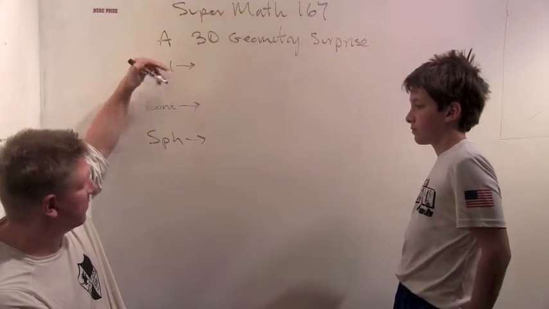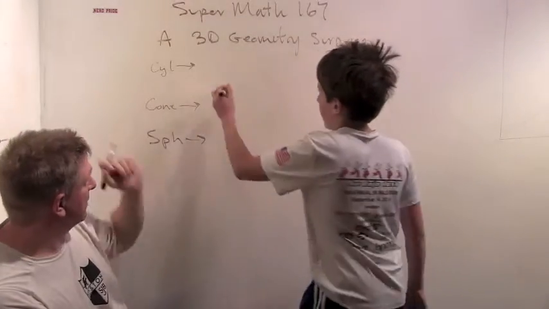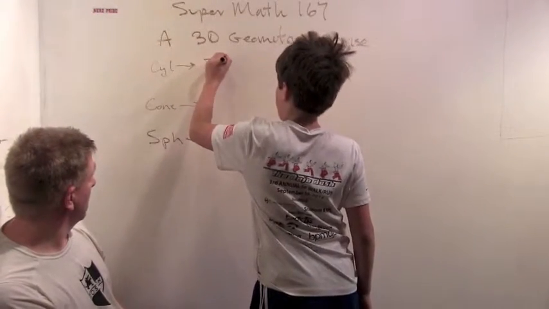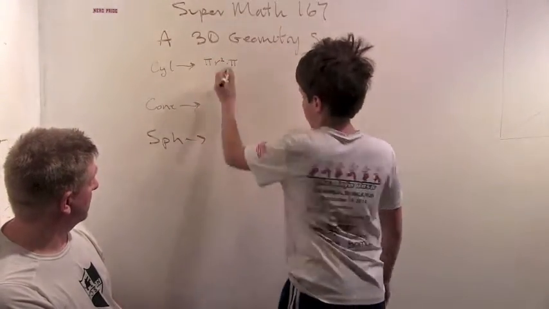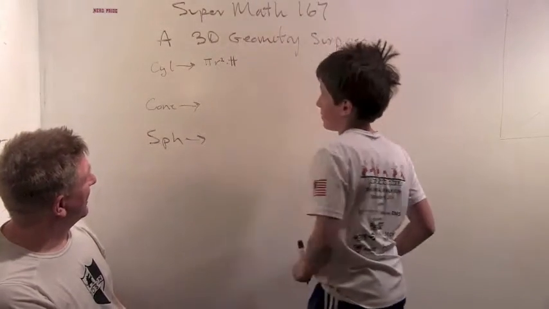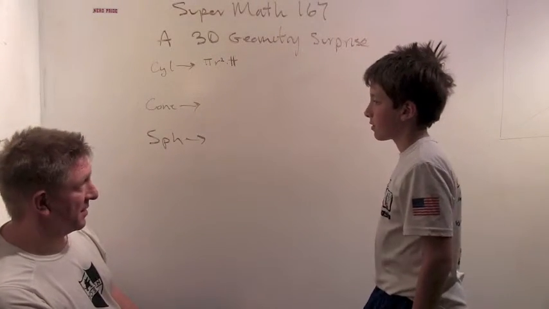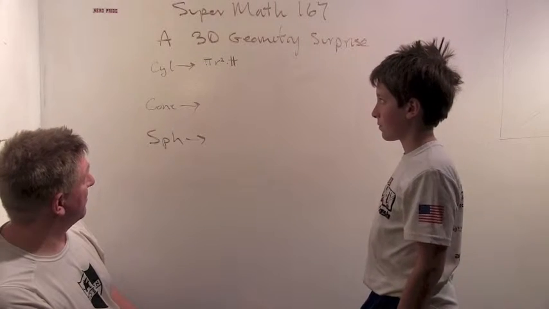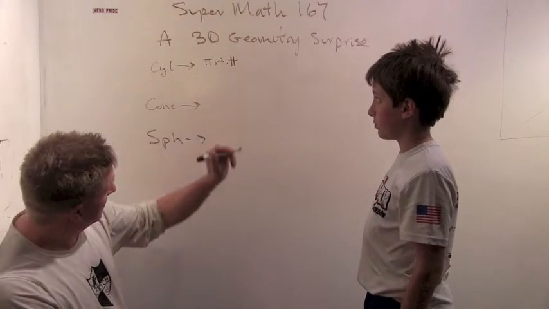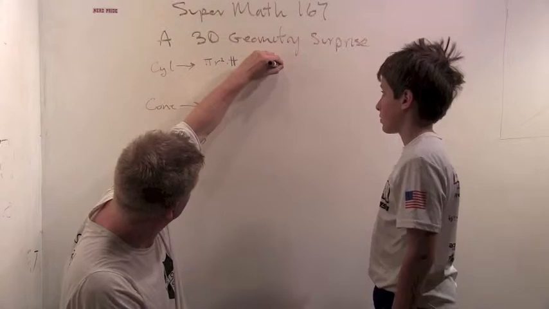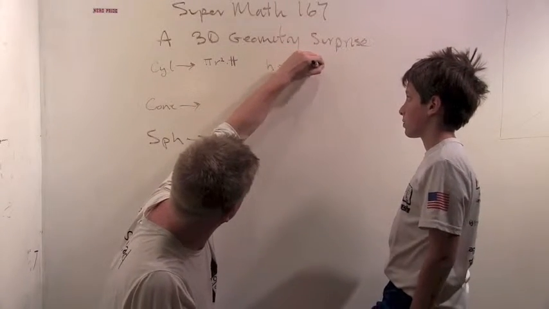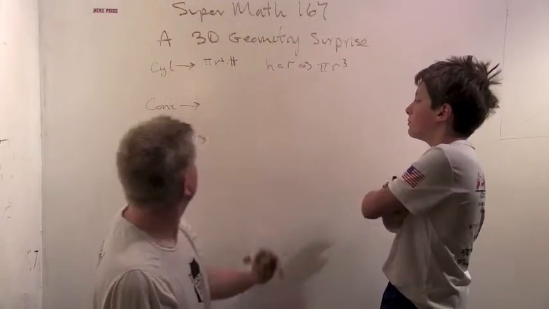What's the formula for the volume of a cylinder? It's pi r squared times height. Okay. So let's suppose the height's equal to the radius. What would the volume be? It would be pi r cubed. So if the height equals the radius, then we get pi times the radius cubed for a cylinder.